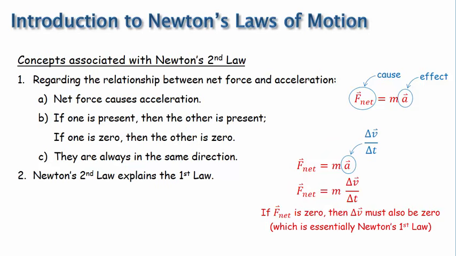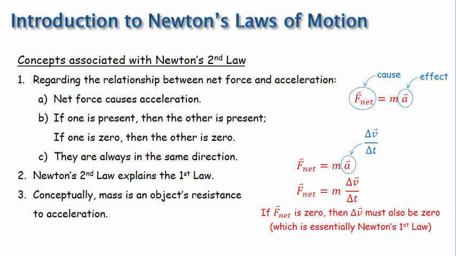And then the last concept we'll extract from Newton's second law is a definition of mass. Conceptually, mass is an object's resistance to acceleration. If the same net force is applied to two objects with different masses, the object with the smaller mass will accelerate more than the object with the larger mass. Galileo referred to this as inertia, so conceptually, the terms mass and inertia refer to the same property.